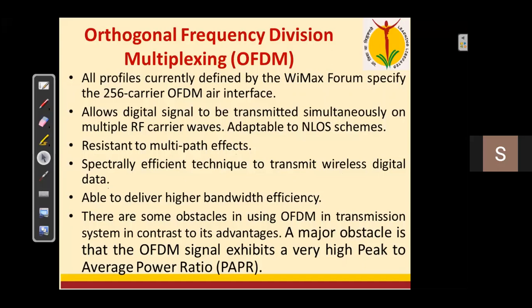Right. So, orthogonal frequency division multiplexing. It gives the advantage that we can accommodate up to 256 carriers in one OFDM, and we can connect many devices. It is adaptable for long distance and non-line-of-sight schemes. It is very resistant to multipath effects, and it is very spectrally efficient. That is, whatever spectrum is allocated for mobile communication, we can accommodate more users.